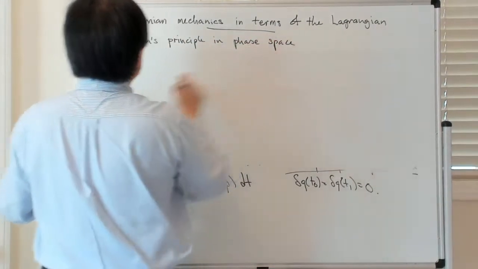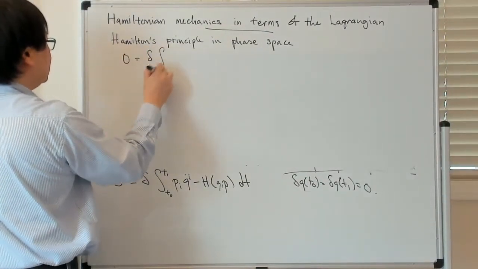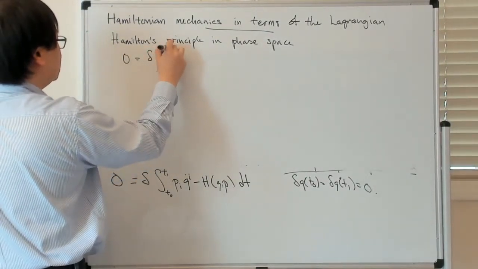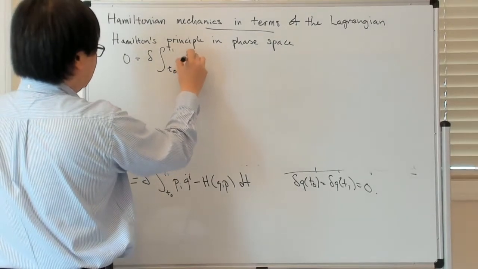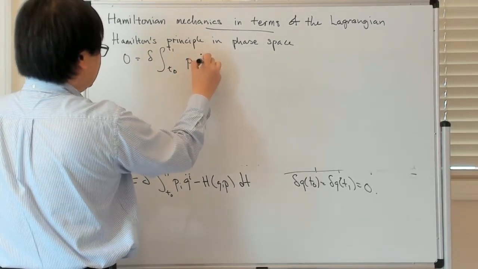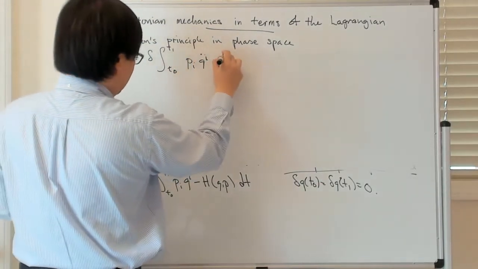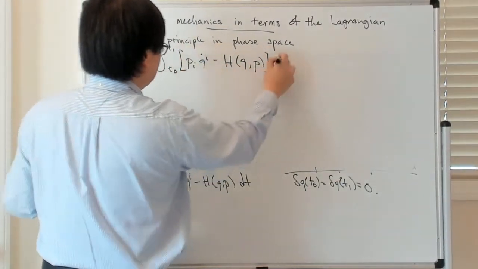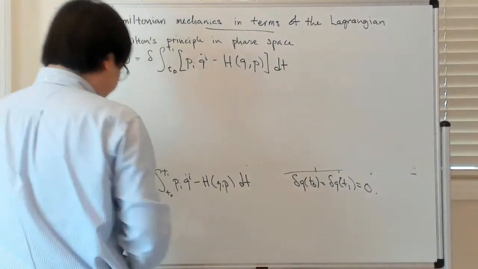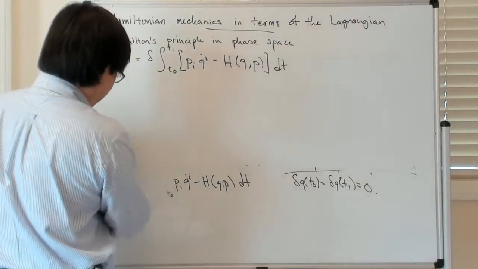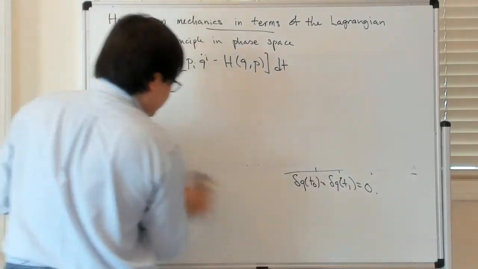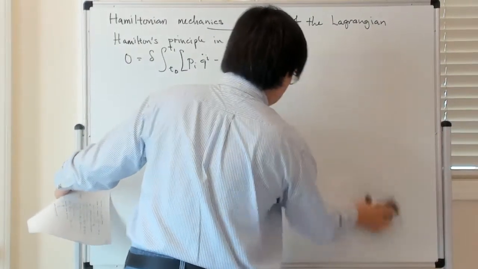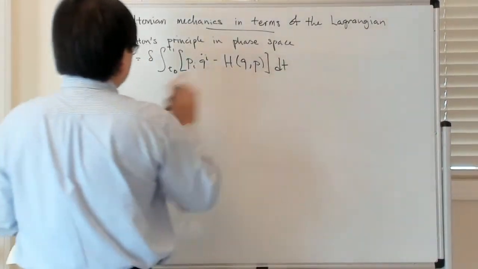Right, which is that 0 is equal to the variation of the integral from t0 to t1 of pi qi dot minus h(q, p), integrated over t. All right, let's see what you get when you compute this variation of the action integral expressed in terms of the Hamiltonian.